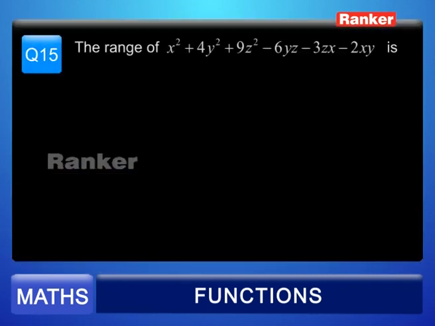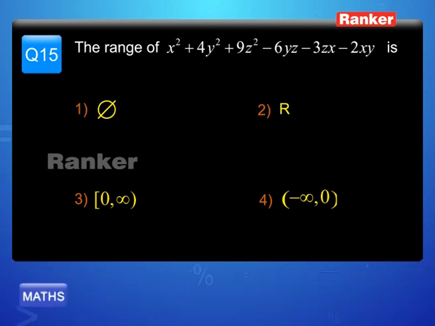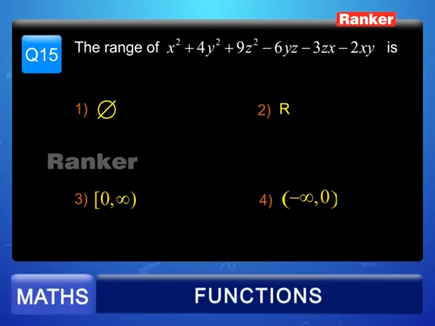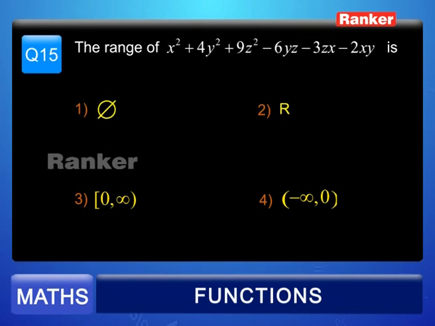The question is, we are asked to find the range of x square plus 4y square plus 9z square minus 6yz minus 3zx minus 2xy. One of the famous questions which has been asked once upon a time in JEE Mains also. Let us observe the range. The first option is the empty set phi. Second option is the entire set of real numbers. The third option is the closed interval 0 to infinity. The fourth option is minus infinity to 0. Which one is the right option?